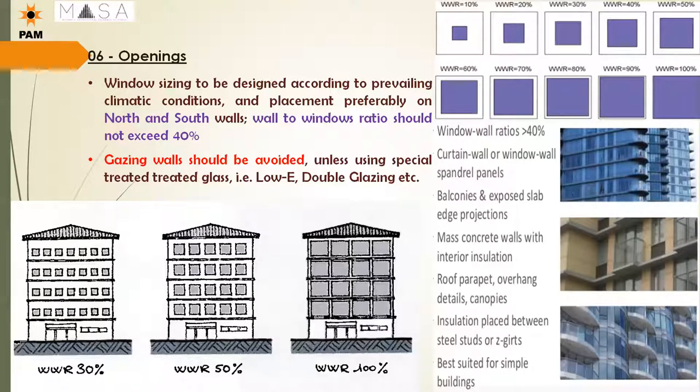So the exposed balcony, slab projections, mass concrete wall, and then you can put in some insulation into your interior. These are all the treatments to the so-called building facade envelopes. You put out all these things, it helps to reduce the direct heat of the sun into your building. So these are the basic solutions that people are playing around with today.